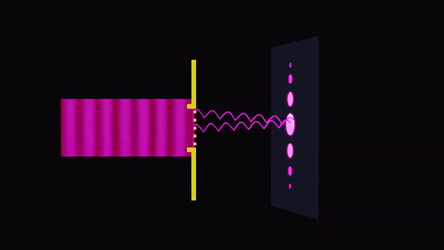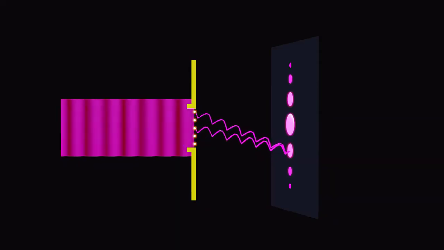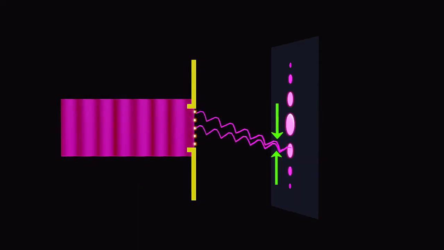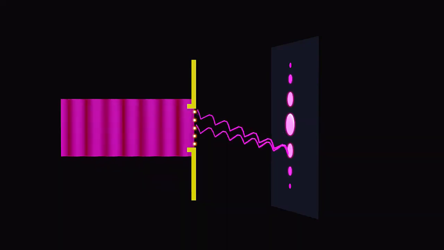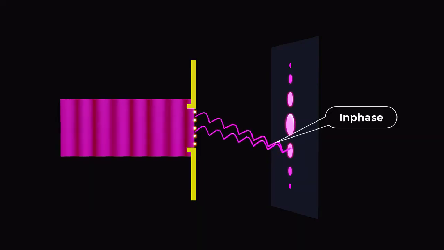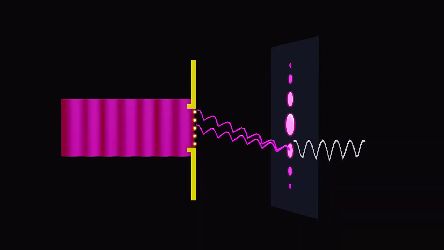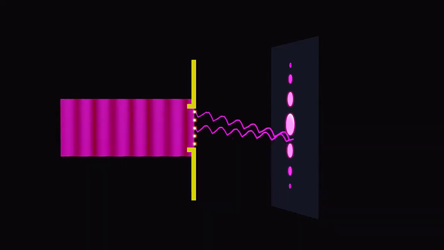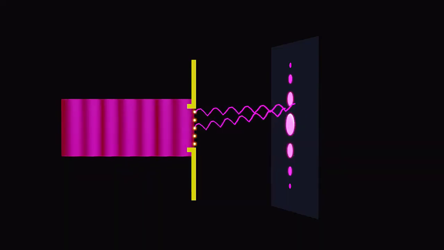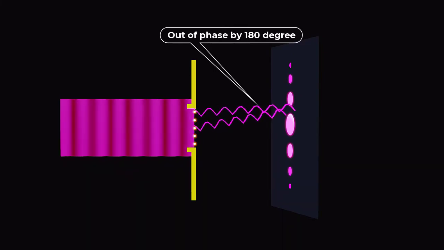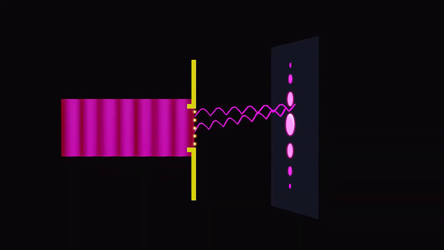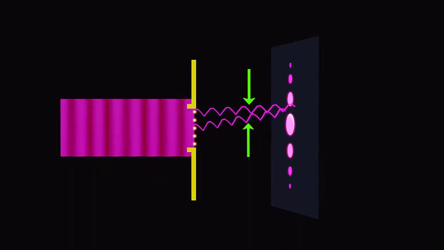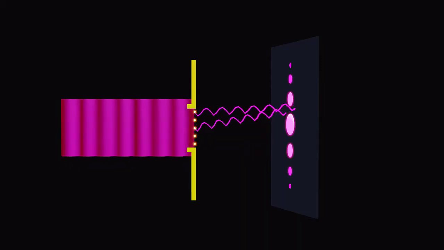The bright bands are regions of constructive interference, where the crests of the waves meet the crests of the other waves, which means that the waves are in phase and add together to create a larger wave. For destructive interference to occur, the waves must be out of phase by 180 degrees. This means that the crests of the waves must meet the troughs of the other waves.